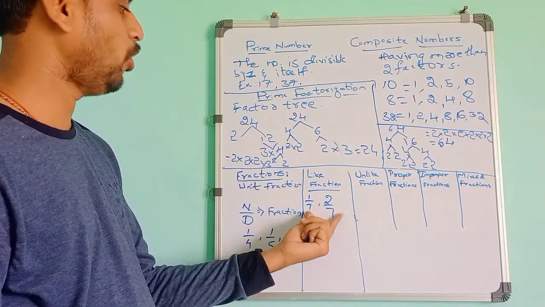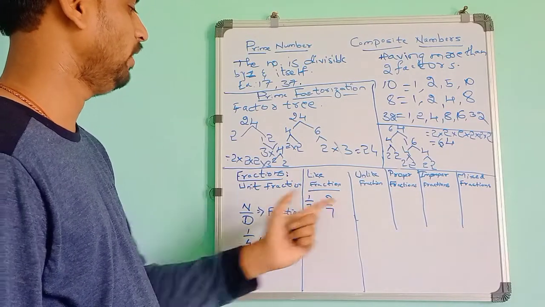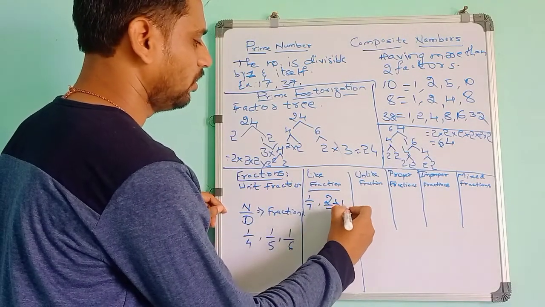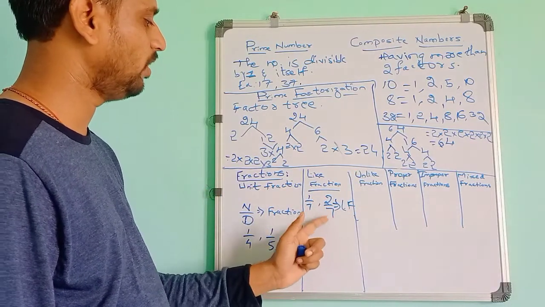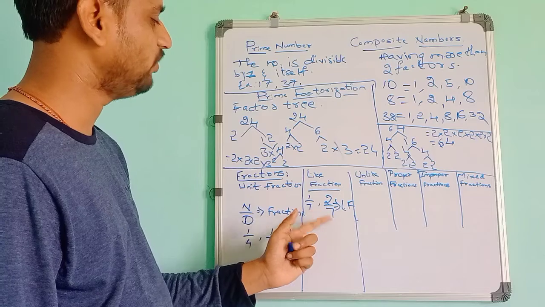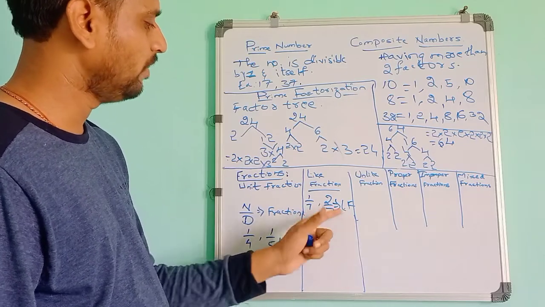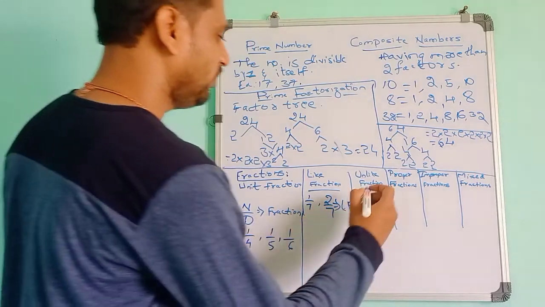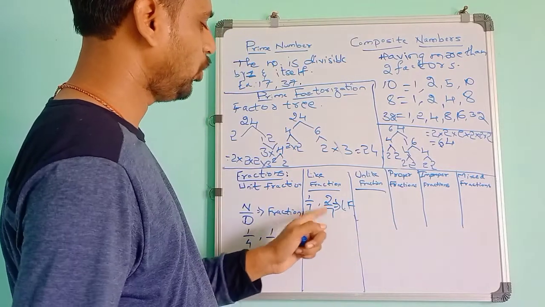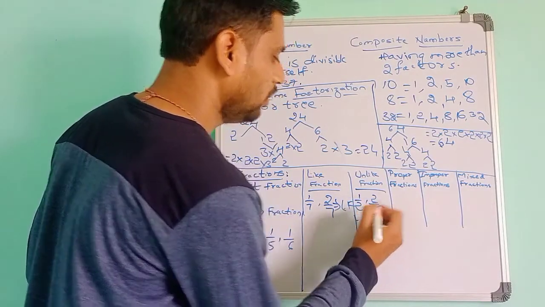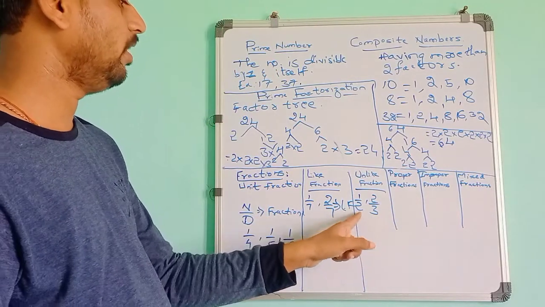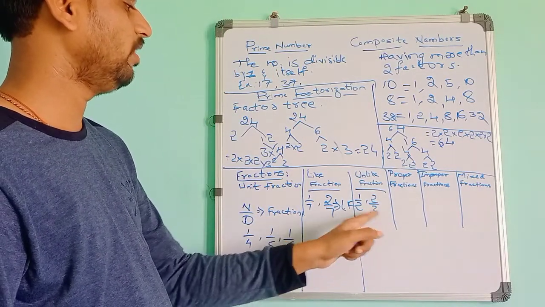See here the denominator is 7, 7, and the numerators are 1 and 2. So these are called like fractions. What is a like fraction? Fractions which contain the denominator as the same value are called like fractions. Unlike fractions means the denominator should be varied: 1 by 2, 2 by 3. See here the denominator is 2, denominator is 3. So these are unlike fractions.